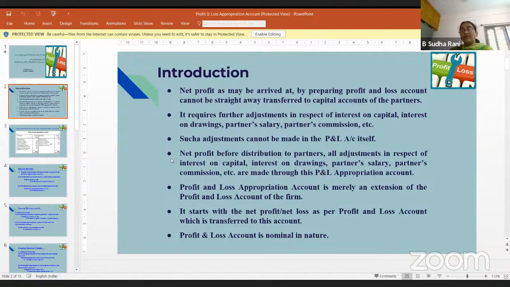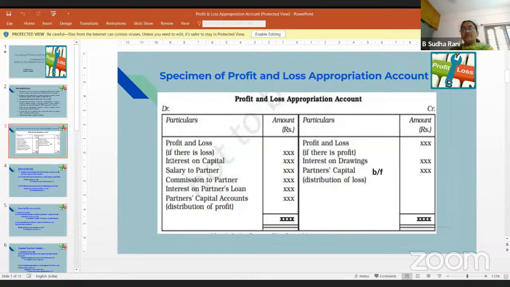Now coming to the examination perspective, this is the pro forma profit and loss appropriation account. On the credit side, the profit as per the profit and loss account will be given to you in the question. Profit made during the year by the firm, like that he will give.